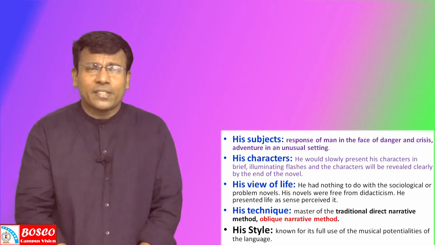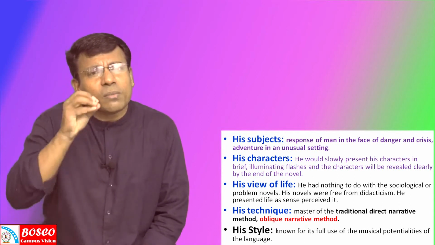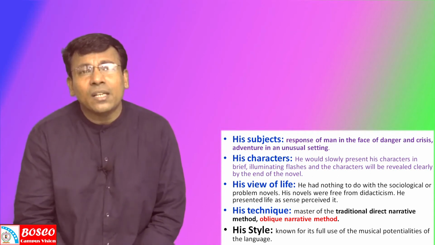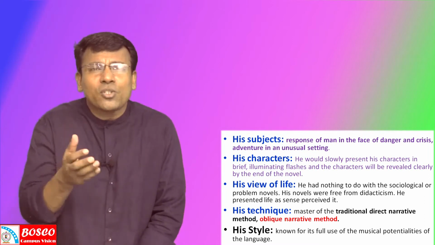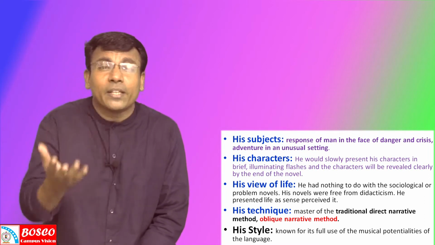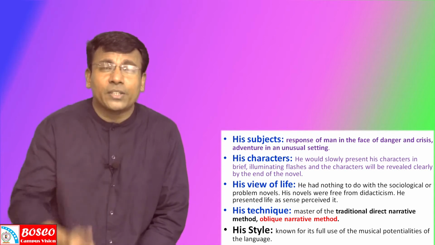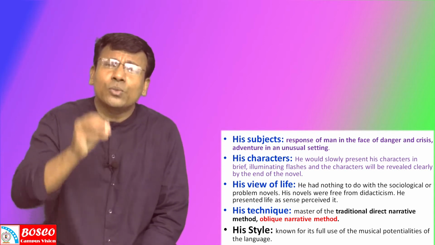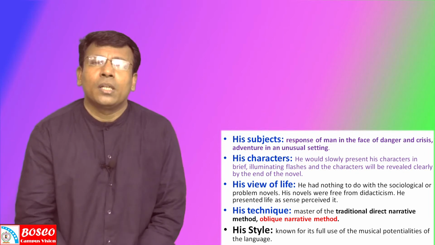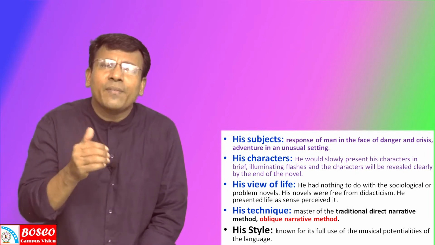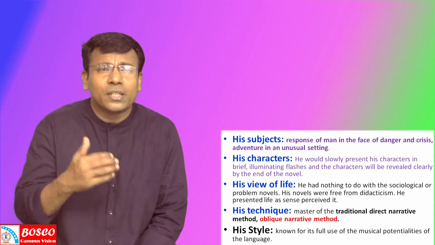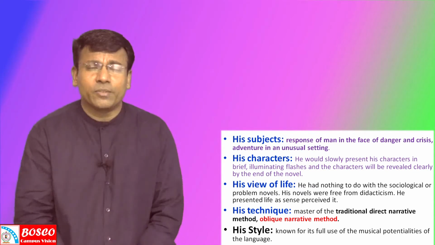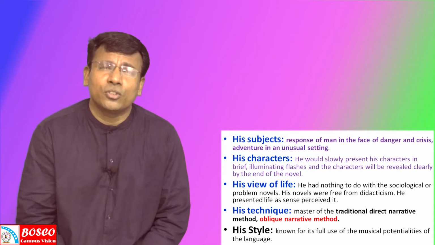What are the techniques that Joseph Conrad used? He was the master of the traditional direct narrative method. But in the best of his works, he used the oblique narrative method. We have said what oblique narrative is. The matter was presented in a conversational manner through the medium of a spectator such as Marlowe. So this oblique narrative is specific to Joseph Conrad.